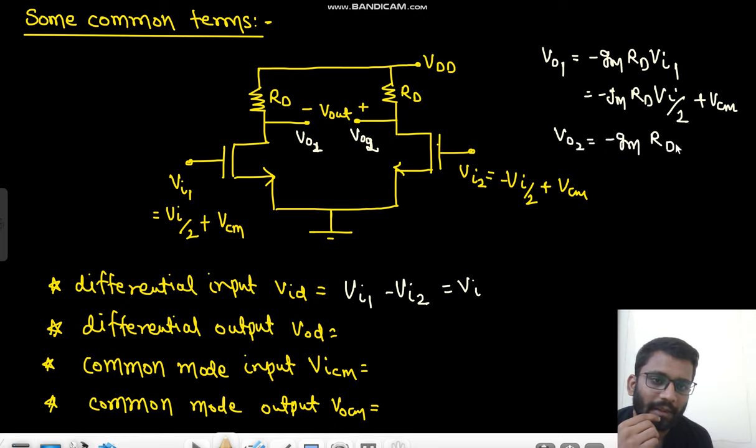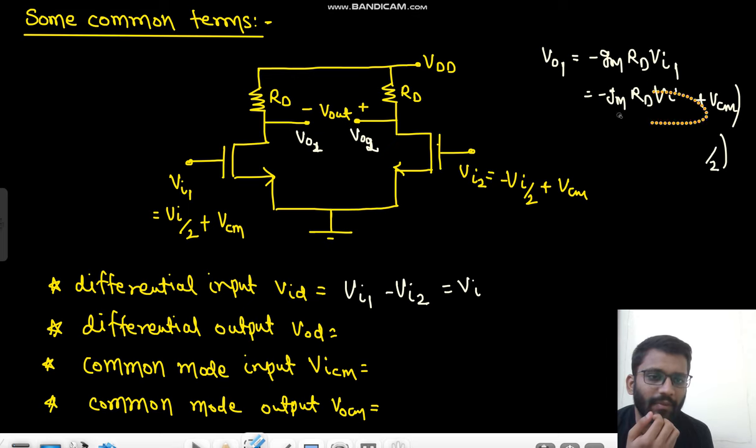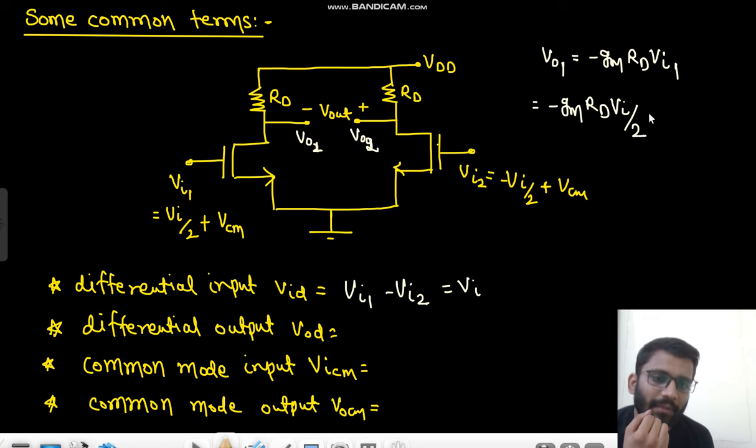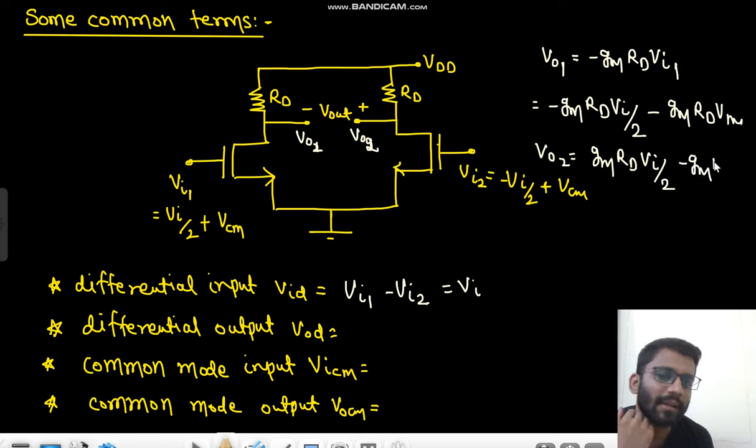Minus GM RD (minus Vin/2 plus VCM). That is equal to minus GM RD Vin/2 minus GM RD VCM. And what is your V02? V02 is GM RD Vin/2 minus GM RD VCM. Right?